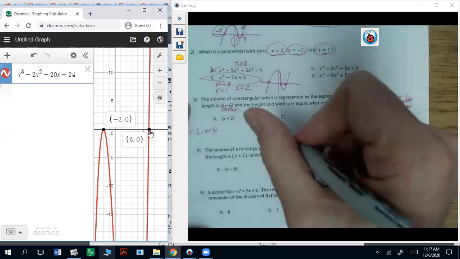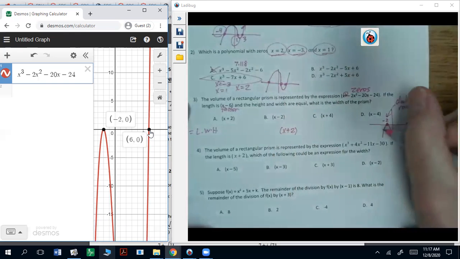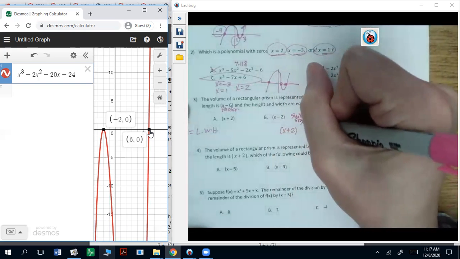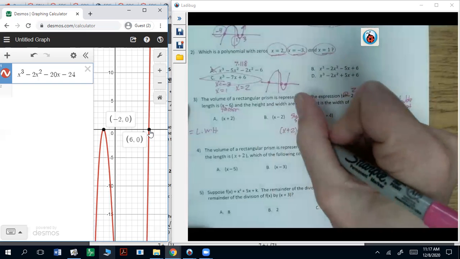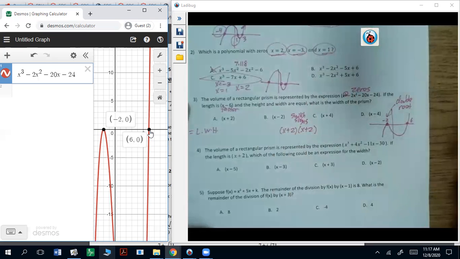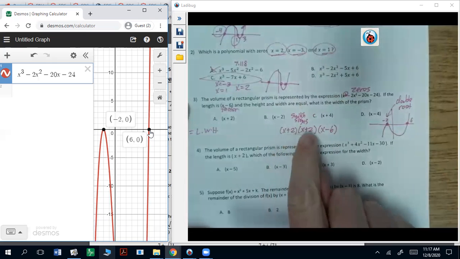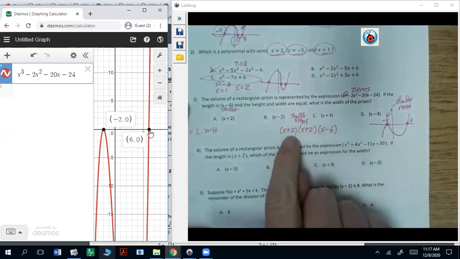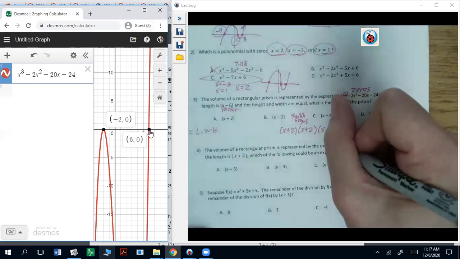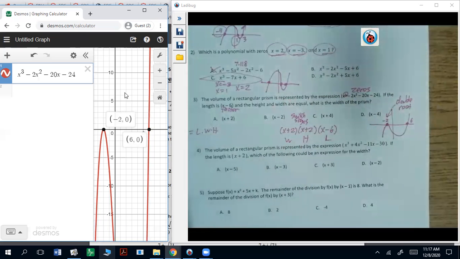So its factors are going to be x plus 2. Remember, we switched the signs for the factors. And then we have x plus 2 again. And then this zero at 6 is going to give you x minus 6. So if you multiply all 3 of these together, if the length is x minus 6, then the width and the height, which are equal, are both going to be x plus 2.